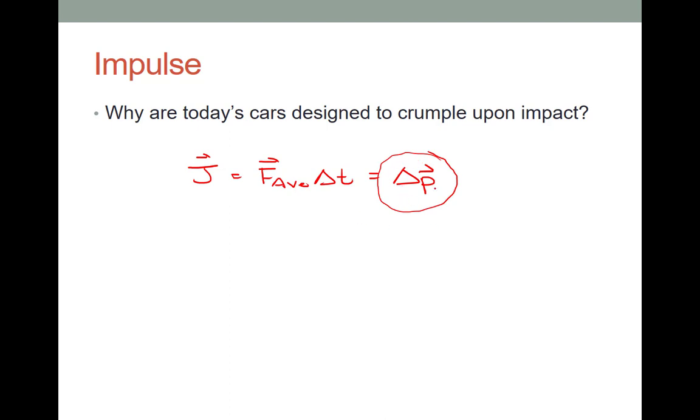The change in momentum is going to be determined by the parameters of whatever collision is going on with our car. So we would have mv final minus mv initial. Well, the initial velocity is whatever the car was doing before the collision, and the v final is whatever it's doing after. Maybe it came to a stop. But this is fixed by the parameters of the collision.